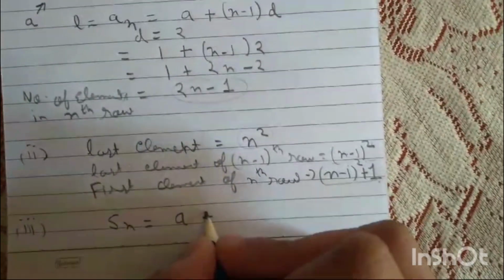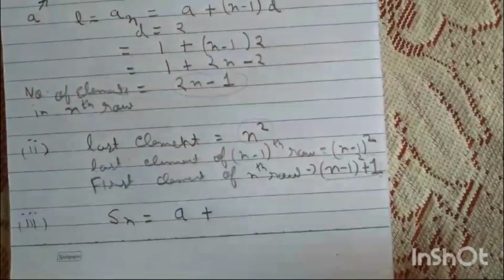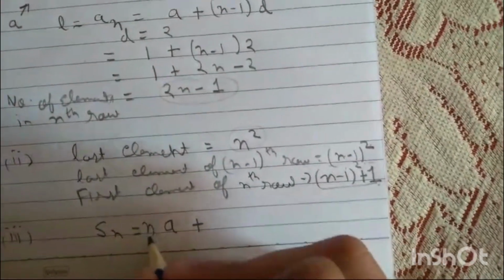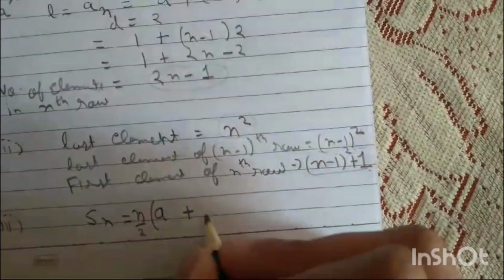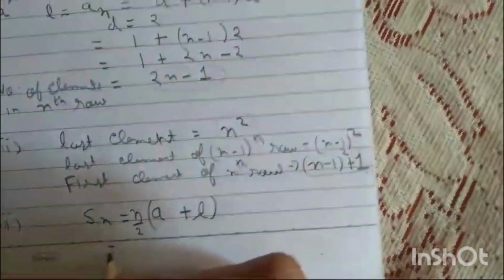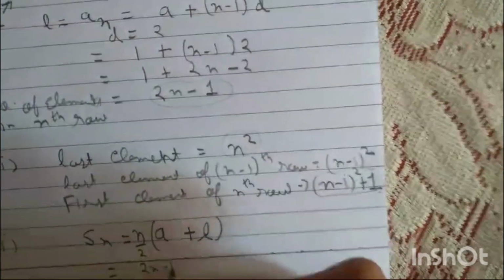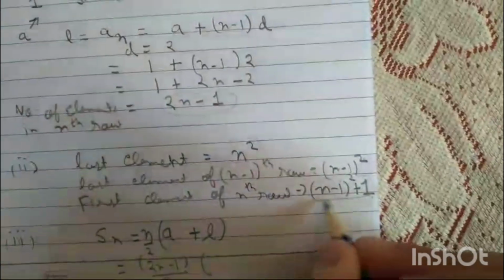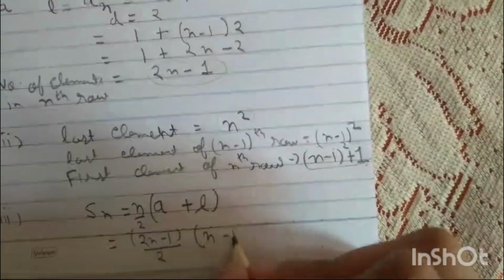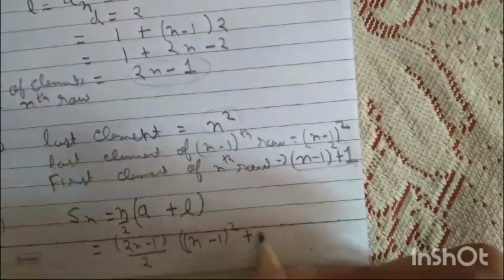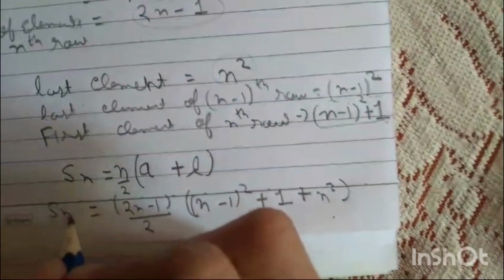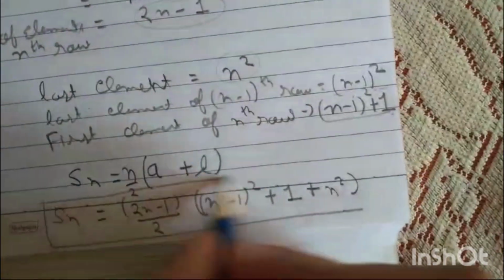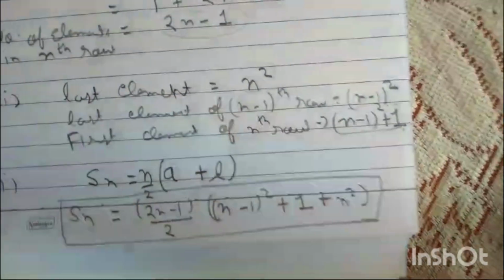The Sn formula is the number of elements divided by 2, times first term plus last term. The number of elements here is 2n minus 1, divided by 2. The first term will be n minus 1 whole square plus 1, and the last term will be n square. So this is our actual answer. We have to just simplify this equation and we will get our final answer.